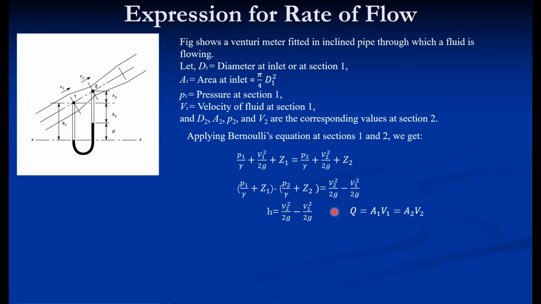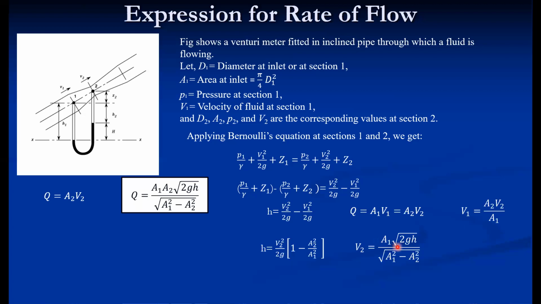According to the continuity equation, we have A1 V1 equal to A2 V2. So instead of V1, we can put V1 in terms of V2, and substituting this and rearranging, as we have to calculate the discharge, first we develop the expression for V2. According to the continuity equation, Q is equal to A2 V2, and putting V2 here, we get the discharge.